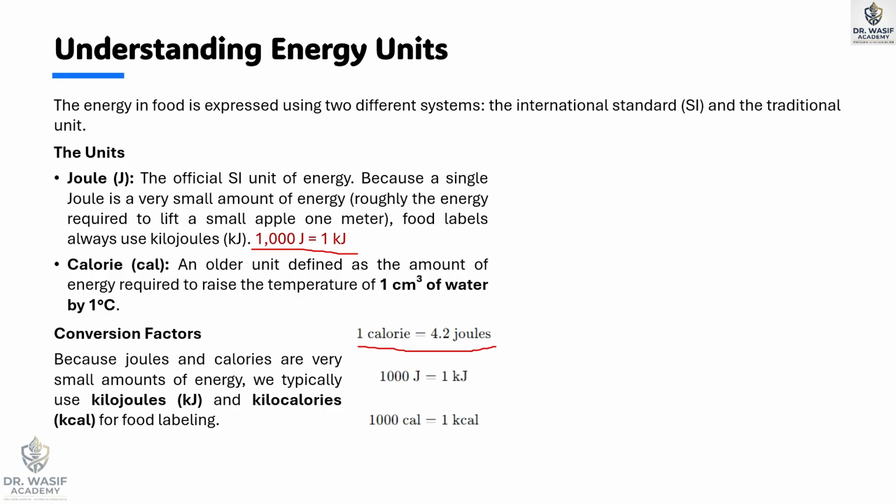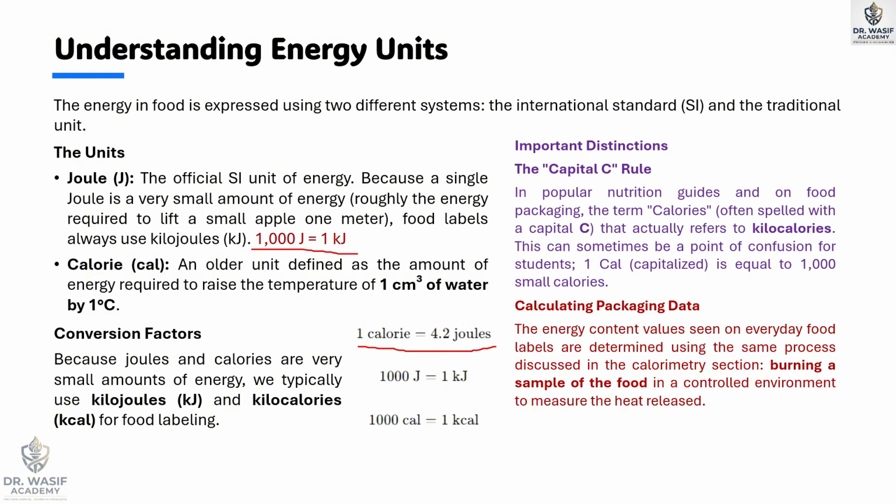Now here is a major point of confusion that catches students out, that is the capital C rule. In popular media and on everyday food packaging, you will often see the word calories spelled with a capital C. Biologically, that capital C is a shorthand trick. It actually means a kilocalorie. So if a snack bar says it has 100 calories with a capital C, it means 100 kilocalories, which is technically 100,000 small calories.